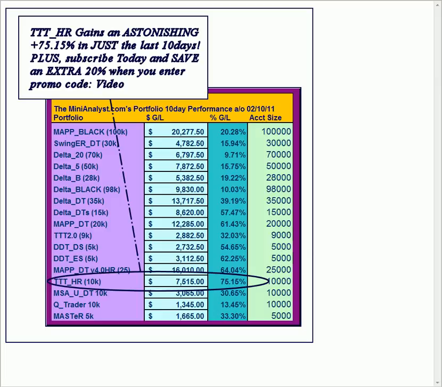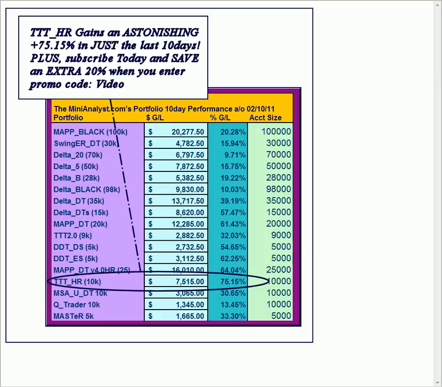The first thing we're going to look at here is a chart of the market for this Friday, the 11th day of February 2011. Actually, what we're looking at right here is the venerable, we can call it venerable now, Triple Threat Trader HR, high risk, high return. And as you can see, the high return portion is definitely to the fore today.